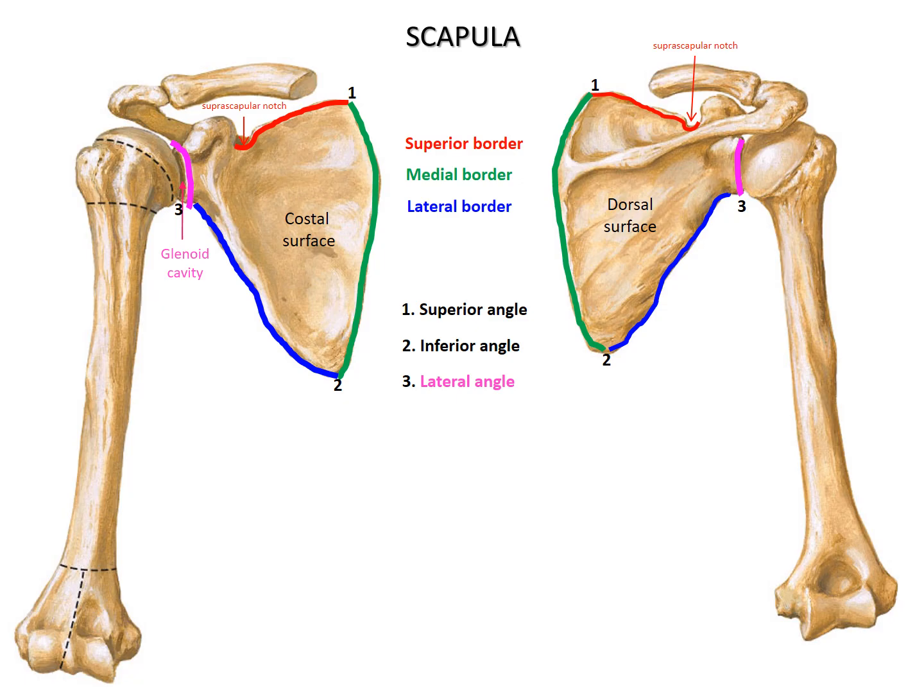The suprascapular notch is present on this border near the root of the coracoid process. The medial border extends from the superior to the inferior angle. The lateral border is the thickest border and extends from the inferior angle to the glenoid cavity. The superior angle lies between the superior and medial border. The inferior angle lies between the medial and lateral border, and the lateral angle lies at the upper part of the lateral border.